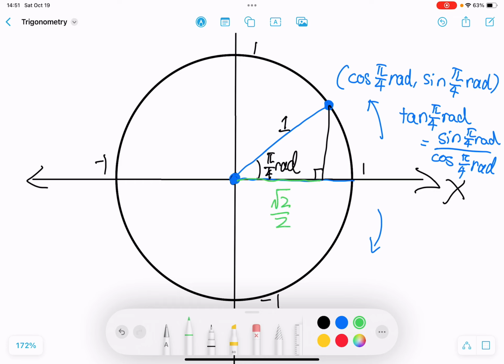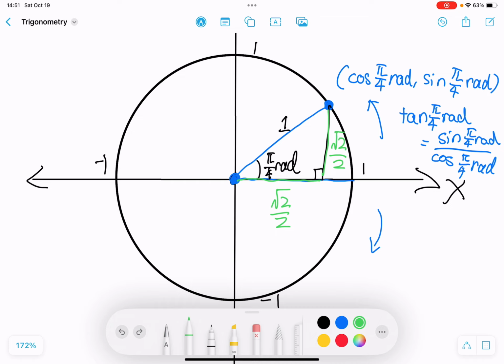Now, using the Pythagorean theorem, we know that each side, so this side has a length of root 2 over 2. This side also has a length of root 2 over 2, since these two, using the Pythagorean theorem, sum up to 1 and they're equal sides. So we know that these sides have length root 2 over 2. But are the coordinates actually root 2 over 2, or are they negative?